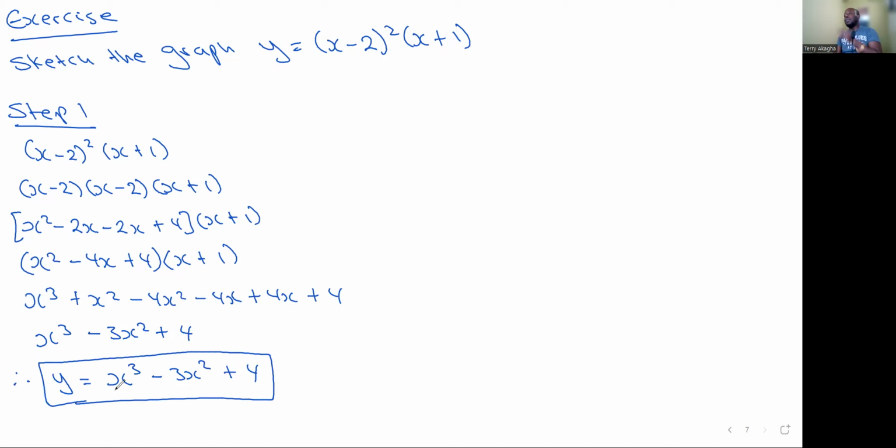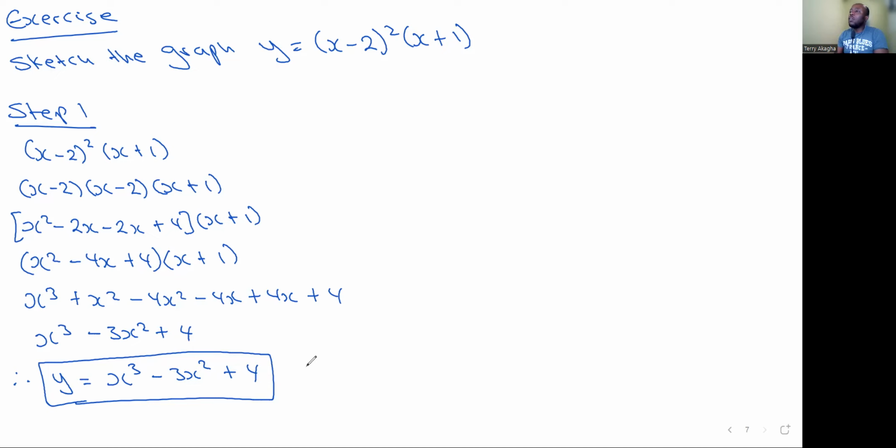All right, so that'll be that for that. Now, the next part that I want to talk about is that if you have this particular kind of question, like I always say, it's possible that the initial question that will be given to you will be, for instance, in this case, y is equal to x cubed minus 3x squared plus 4, and you'll be asked to sketch it. Is that okay?